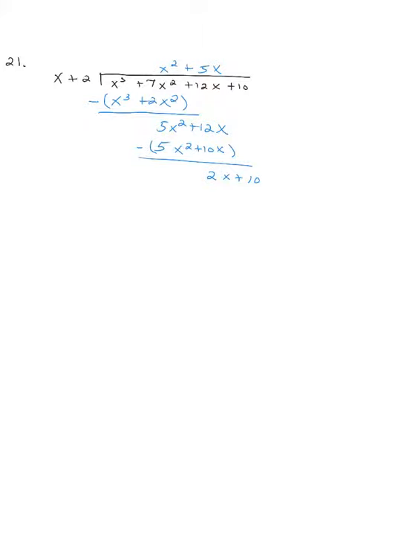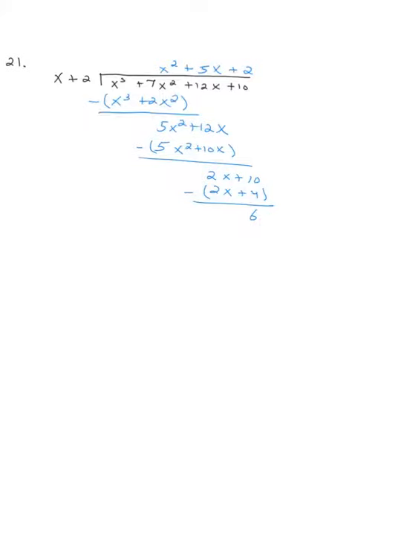But I have to cancel the x's, so I'm going to multiply by 2. I get 2x plus 4, and when I take the difference, I get 6. So I do have a non-zero remainder in this case. I'm going to write out what this means. What this means is, if we multiply x plus 2 times this here, it takes us to this, but we need to go 6 further to make them equal.